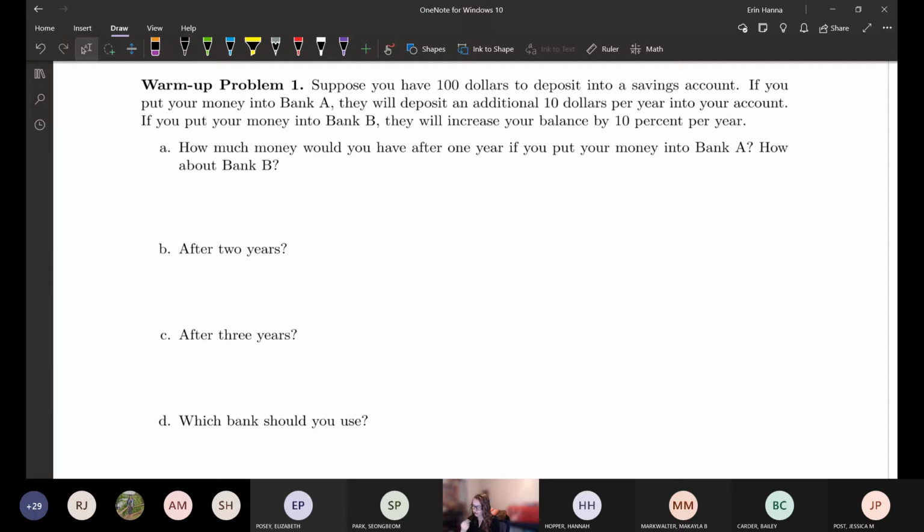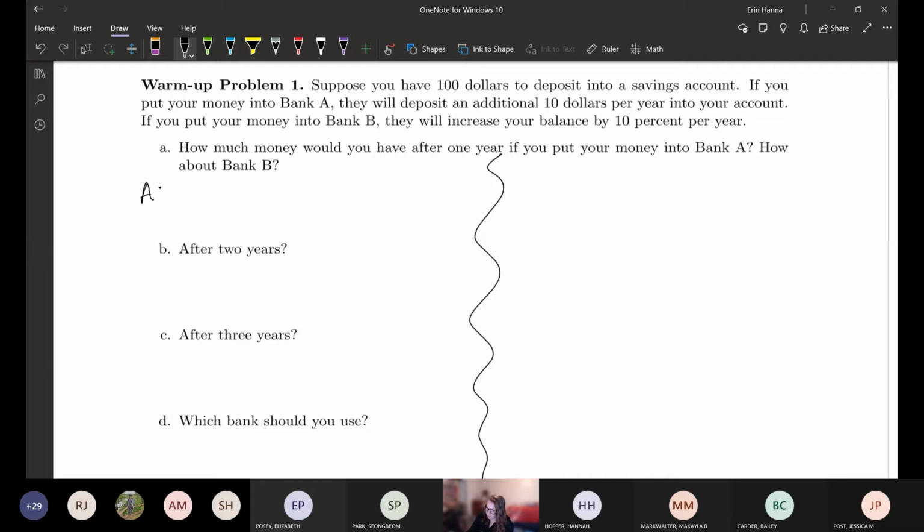Yeah, it does say per year. I missed it. And if you put your money in bank B, they will increase your balance by 10% per year. So essentially what we're going to do is look at the differences in the balances for the first 3 years. So how much money would you have after 1 year?